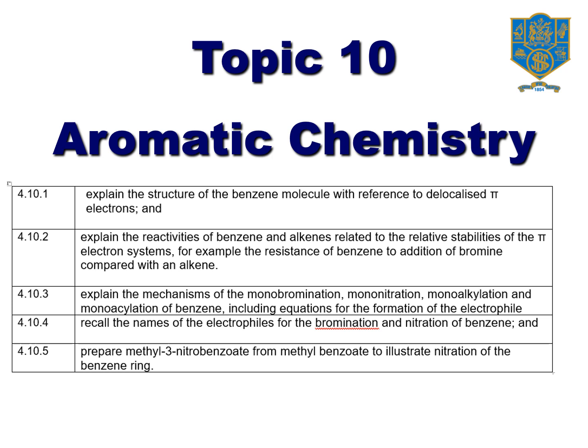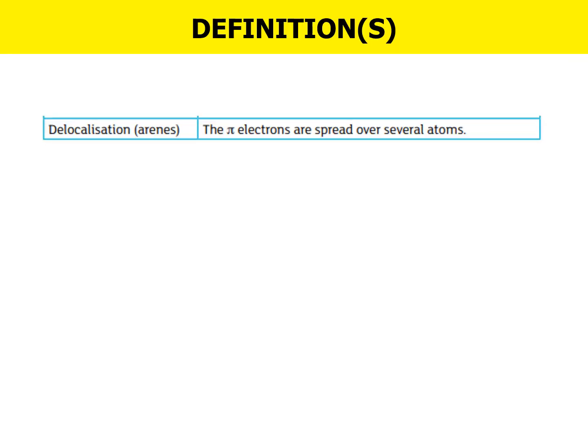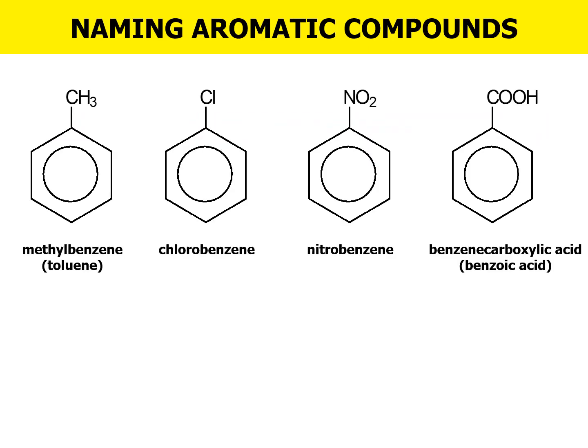The final topic in SEA A2 Unit 1 is on aromatic chemistry. We're going to start this topic by looking at how we name some benzene-based molecules. In this topic, there is only one definition, and that is the definition for delocalization. When we name a molecule based on benzene, we add on the substituent as shown in the examples.